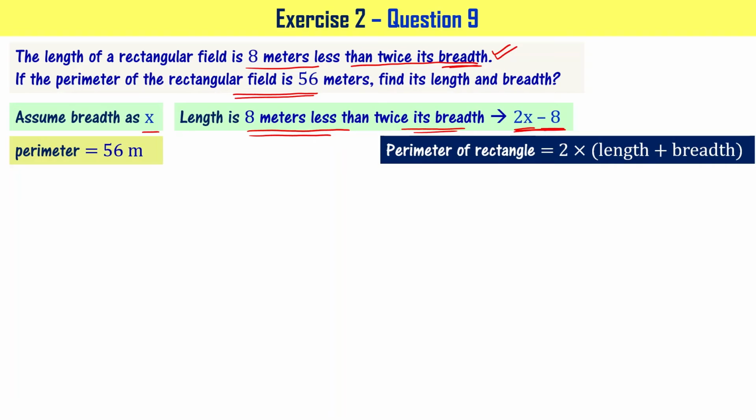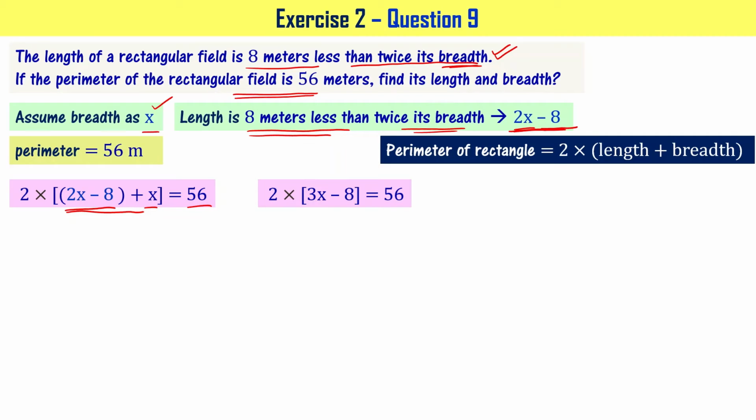And perimeter is given, that is 56 meters. We know the formula for perimeter of rectangle, right? That is 2 times (length plus breadth). We know length, that is 2x minus 8, and breadth x, right? Let us substitute them, and perimeter of rectangle is known, that is 56 meters. When you substitute, you can write it as 2 times (2x minus 8 plus x) equal to 56, right? You simplify this equation such that you can write it as 2 times (3x minus 8) equal to 56. Here you have 2x plus x, that is 3x, right? Minus 8 is written as is.